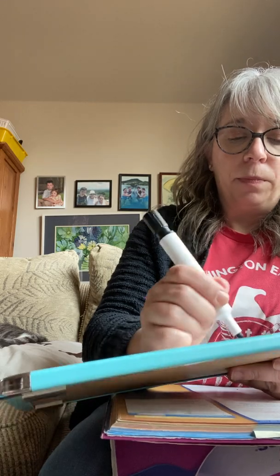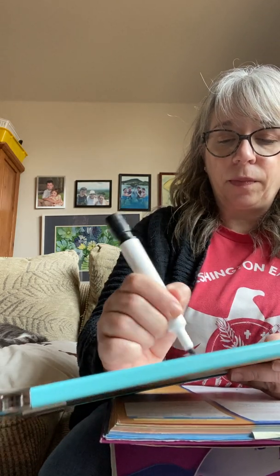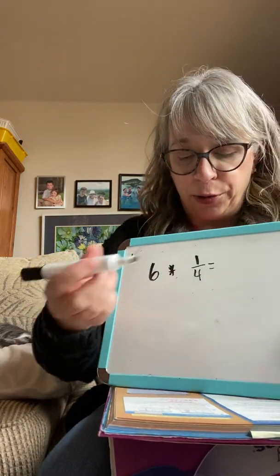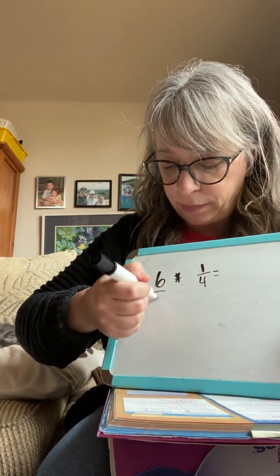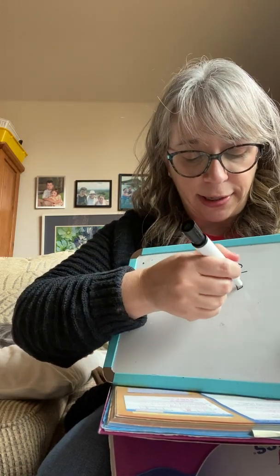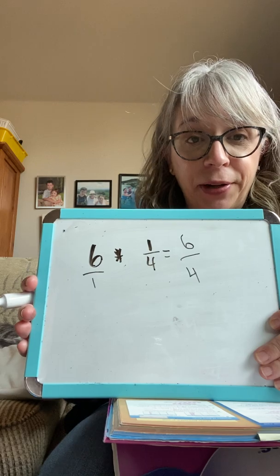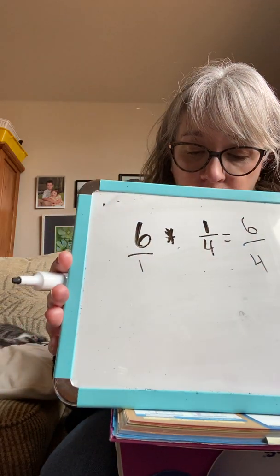Another way you could have done that is you could have just said 6 times 1/4, which would just be 6/4. That's another way you could have done it. Either way is fine. It all works.